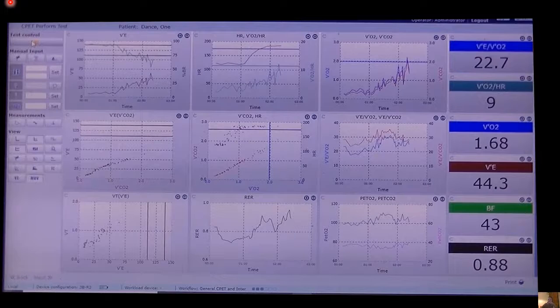The point at which this anaerobic threshold occurs would be visible on this graph by a systematic increase in oxygen without a concomitant increase in the VCO2, which is the red. But as you can see, they both follow a similar pattern.